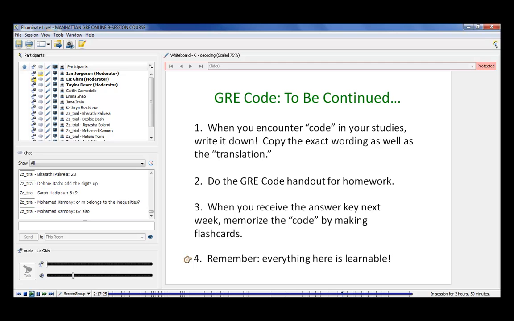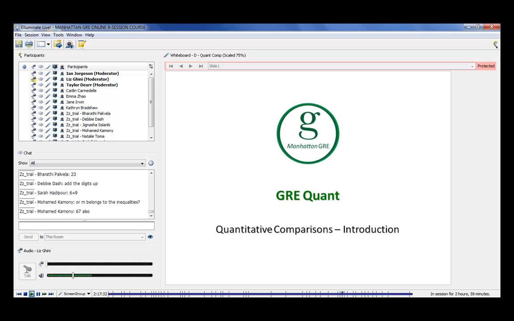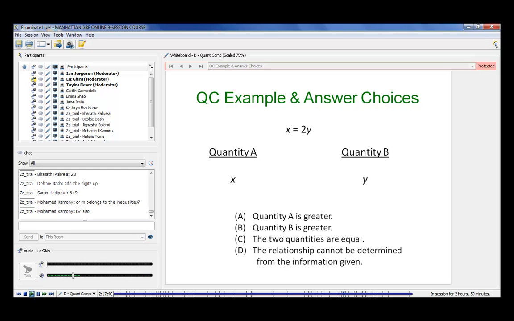Everything here is learnable. All right, now I'd like to move us on to look at quantitative comparison problems. Okay, so we did see one of these. Let's take a look again in detail, and there are 4 parts to the problem. This information up here, this is given information, all right, and let me label it. This is the given information. And important things about the given information, the x here is definitely the same as this x here, and the y here is the same as this y here. Any x or y used for either quantity, quantity A or quantity B, will be the same as what was used up here. Okay?